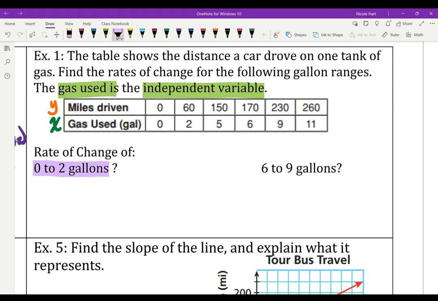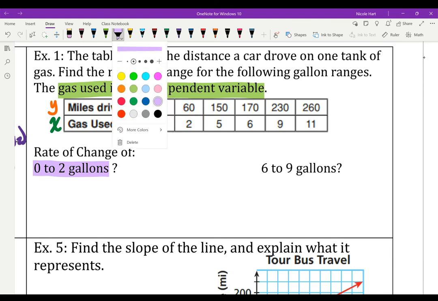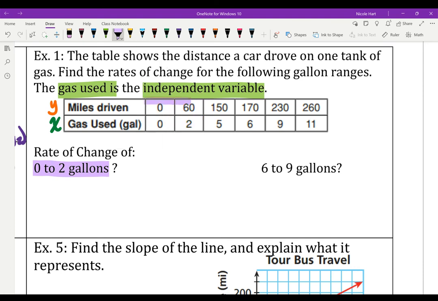And so we're going to look at this set of information here. We're going to have 2 ordered pairs from that piece, and that's going to be 0, 0, and 2, 60. And we will do slope formula with this. Just a reminder, if you need to put x1, y1, and x2, y2 underneath, feel free to do so.